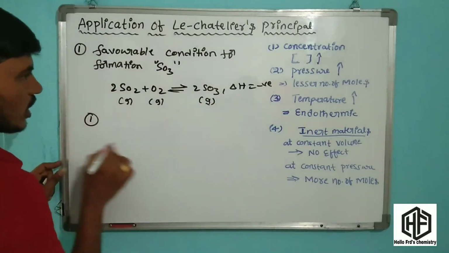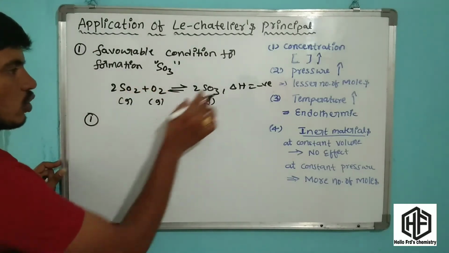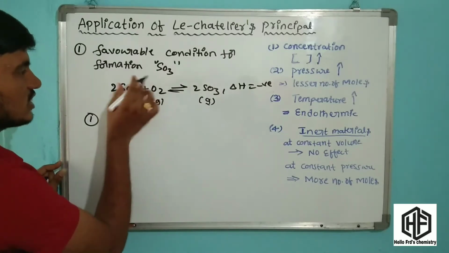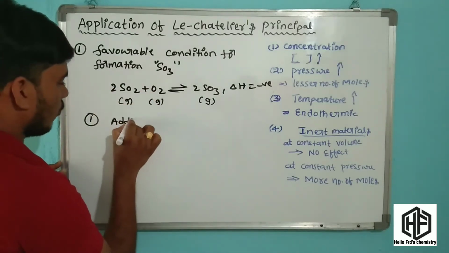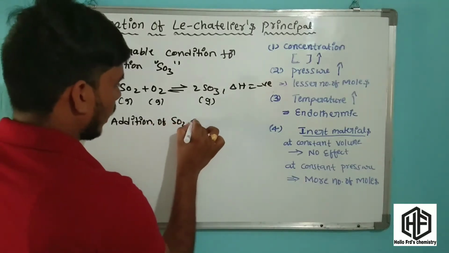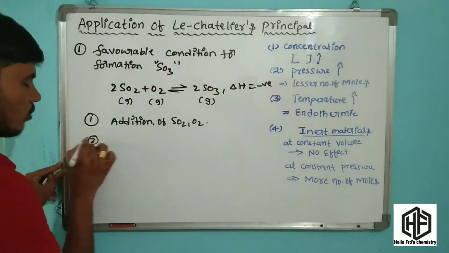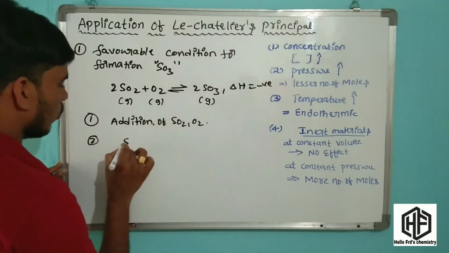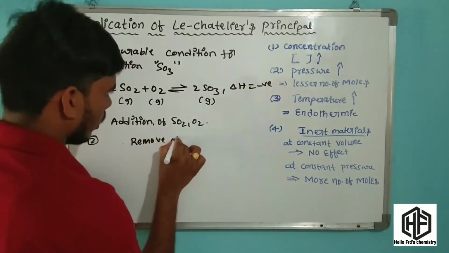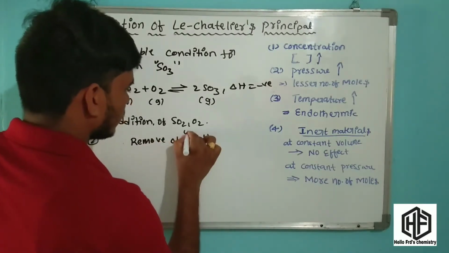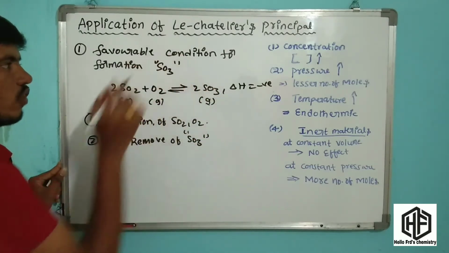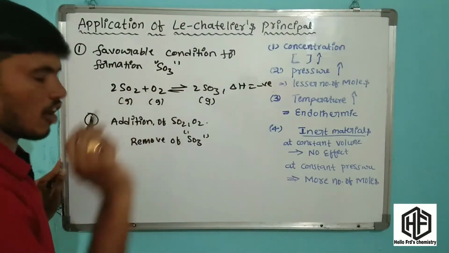Now the first favorable condition is the addition of SO2 and O2 for the formation of SO3. And the second one is removal of SO3. When SO3 is removed, the equilibrium shifts in the forward direction, therefore SO3 is formed. That is the second favorable condition.